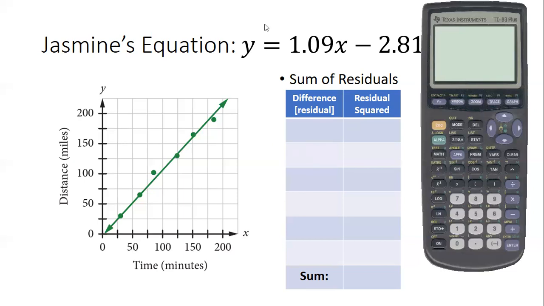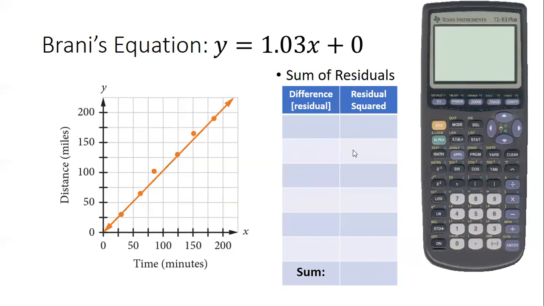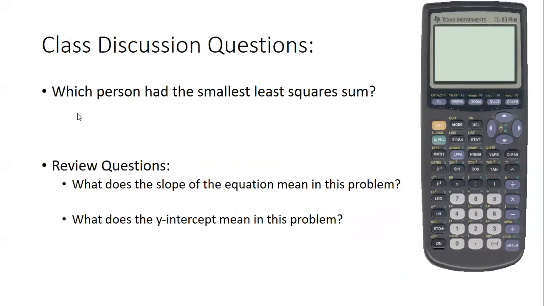All right, really quick, I'm going to stop. So you're going to continue to find the differences, calculate the residuals, and then figure out who has the smallest square sums, okay? That person with the smallest square sums is the person that was the most accurate with their expected equation, okay? Review questions asking you, what does the slope of the equation mean in this problem?